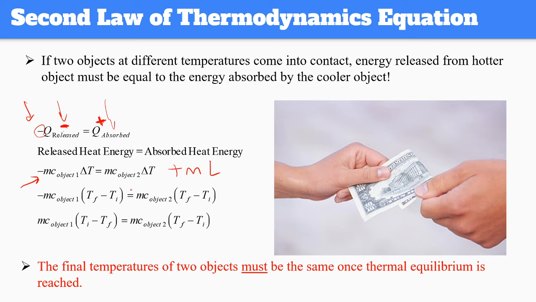So again, this equation might not be the only version, but this is the one common version that we will be using during homework 12. And the final temperatures of two objects must be the same once thermal equilibrium is reached. To be able to do this, you need to wait for enough time. And the reason for the picture, basically, if I give you $10, I have negative $10 and you have plus $10. All right, so whatever I lose, you gain. So same thing for the energy as well.